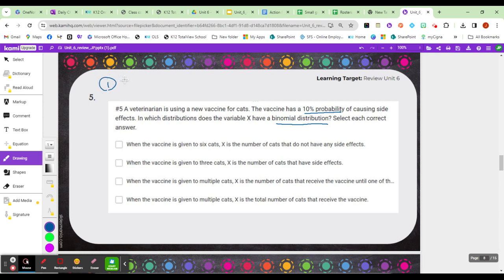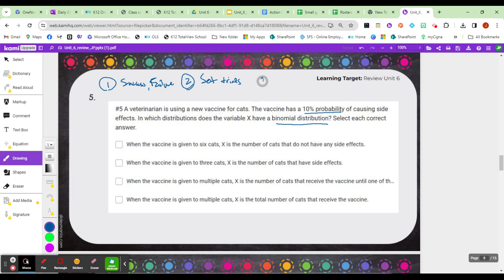In a binomial distribution, you have to look at the problem and say, okay, this is going to be a success and this is going to be a failure. You can't have a third choice. So the problem has to be set up as a success and a failure. There has to be a set number of trials. So they can't just say, hey, we're going to test some cats. They have to say, we're going to test 5 cats. We're going to test 2 cats.